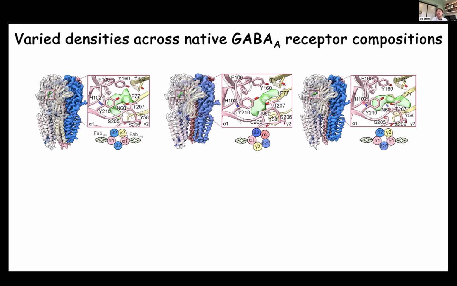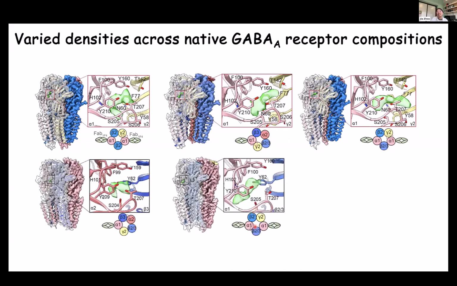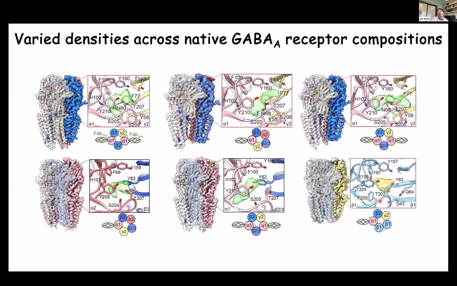They show in different shapes, which may represent a mixture binding at this pocket in different compositions. And at another interface, we also found the mystery density, but this one is located at the alpha-beta interface, also in different compositions. The last one is located at the beta-beta interface, which is shown in the yellow color. This interface has been reported for histamine binding.